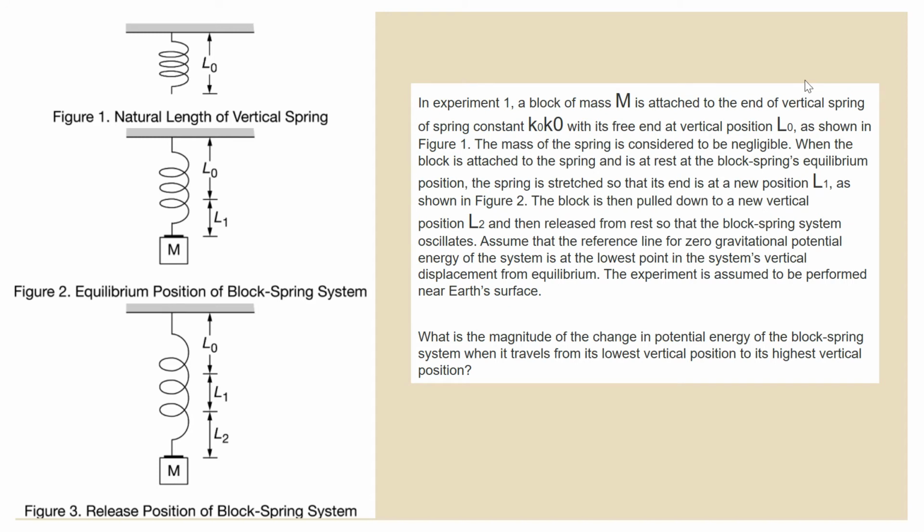The mass of the spring is considered to be negligible. Obviously, if the mass was heavy, it would pull itself down with its own weight, and that would change things. So they're saying it's a massless spring. When the block is attached to the spring and it's at rest at the block's spring equilibrium position, the spring is stretched so that its end is now at position L1, as shown in figure 2. The block is then pulled down to a new vertical position L2 and then released from rest so that the block spring system oscillates. Assume that the reference line for zero gravitational potential energy is at the lowest point of the system's vertical displacement from equilibrium. The experiment is assumed to be performed near the Earth's surface.